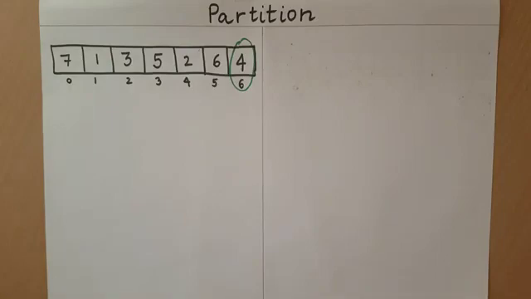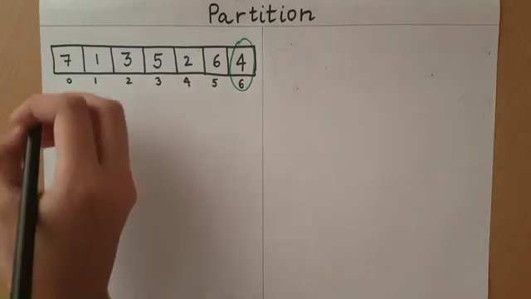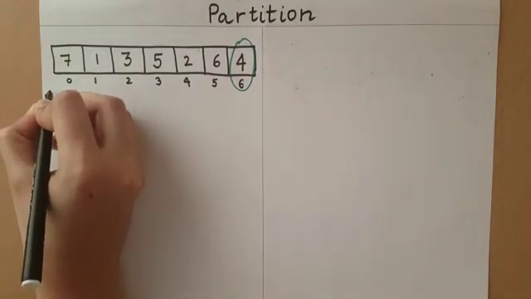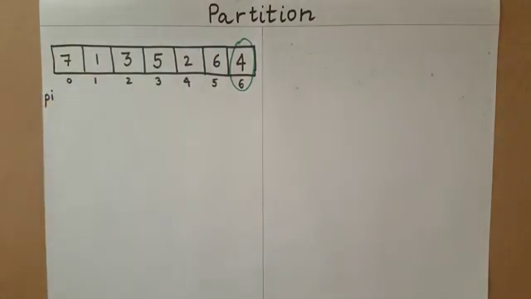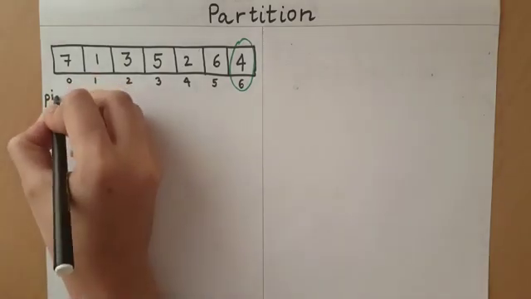Next, what we will do is we will have a variable called pi. Pi represents a pivot index. It is a potential index at which the pivot could be placed. Let us say the potential index at which the pivot could be placed is 0.